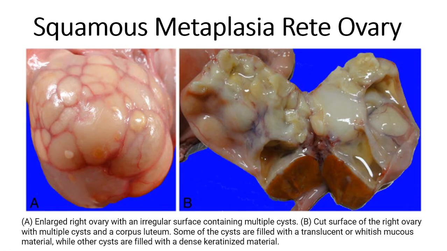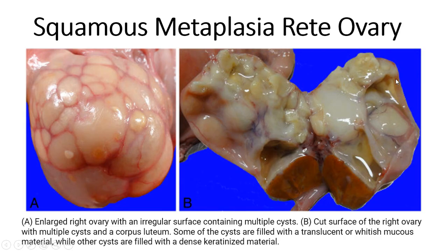Here, this one is the metaplasia of the rete ovary. So this one is ovary, but covered with the fatty tissue. So if we cut here, this is the ovary, and this is the rete ovary here. Okay, and then there is also in the rete ovary the cystic formations.